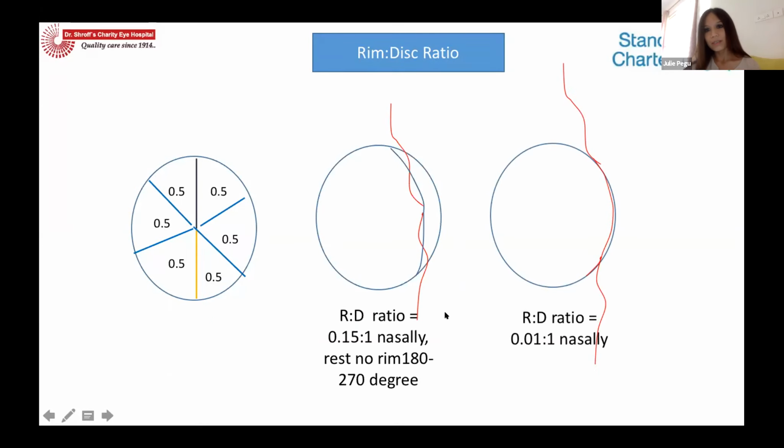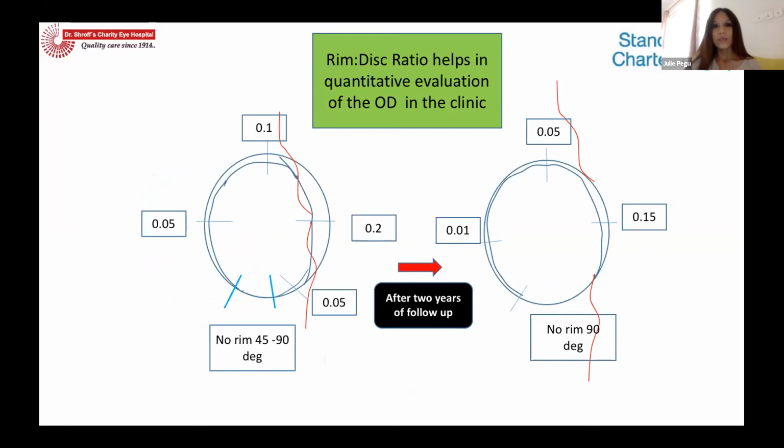Suppose this patient is lost to follow-up and comes back to us 3 or 6 months later, and we see that the rim is actually down to 0.01:1 nasally. In the clinic itself, it is easy for us to quantify the rate of progression and how fast the patient has progressed. Similarly, you can do this rim disc ratio in any quadrant, and it makes you look at the rim so carefully that if there is any change in any quadrant, you can note that change.